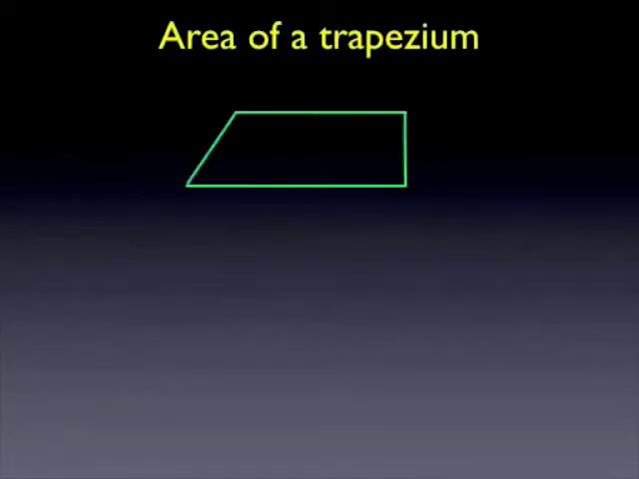Here's a trapezium. A trapezium is simply a four-sided shape, or a quadrilateral, with one set of parallel lines. So as you can see, or I'll tell you, that the top and the bottom line there are parallel. So this is a trapezium. Here's some measurements that we'll use to work out the area. So just have a think about how you would work out the area, and I'll show you what I would do, but there's more than one way.